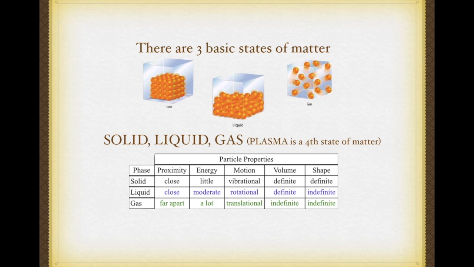Now, gases, lots more energy. The atoms are moving very fast, very spread out, very far apart. And this is very important when we're talking about molecules in the air. That's why we can walk through it, because these molecules are spread out. So there's no definite volume, no definite shape.